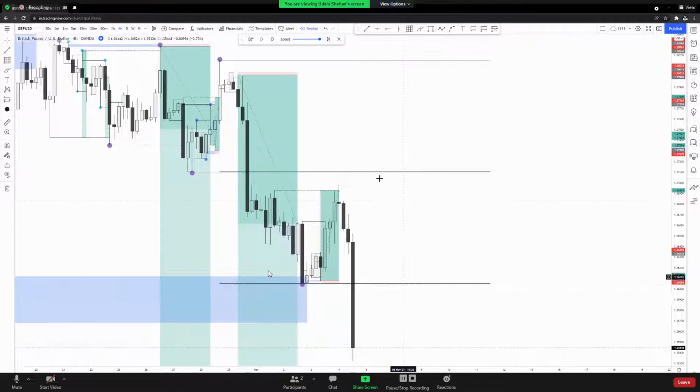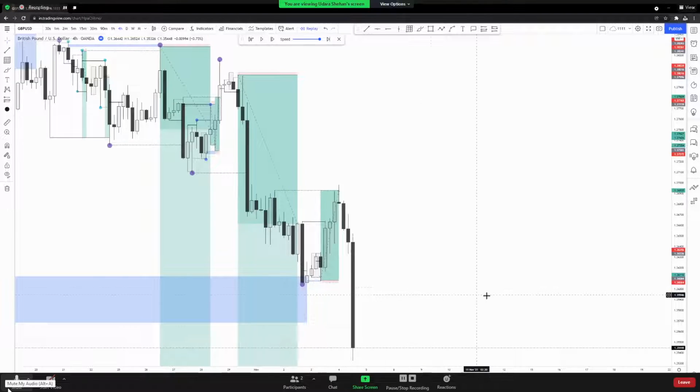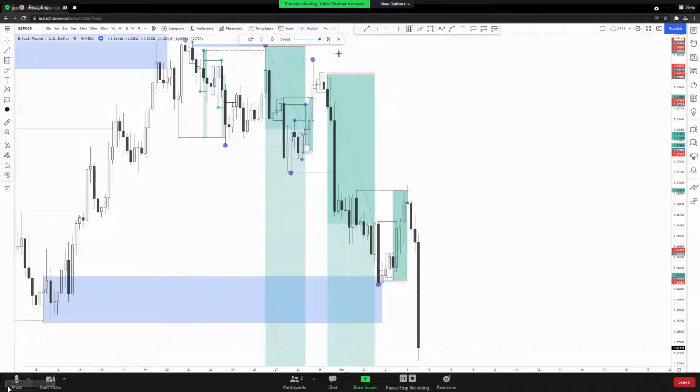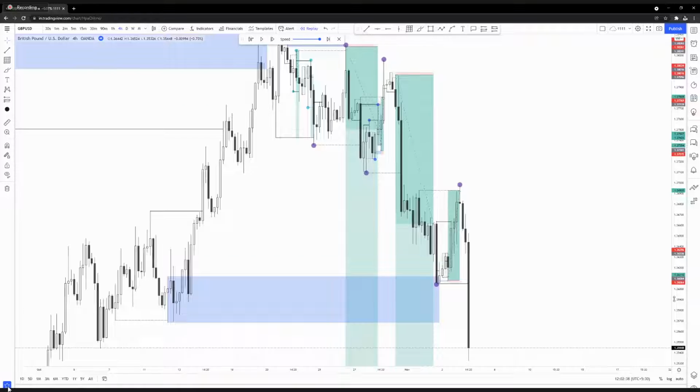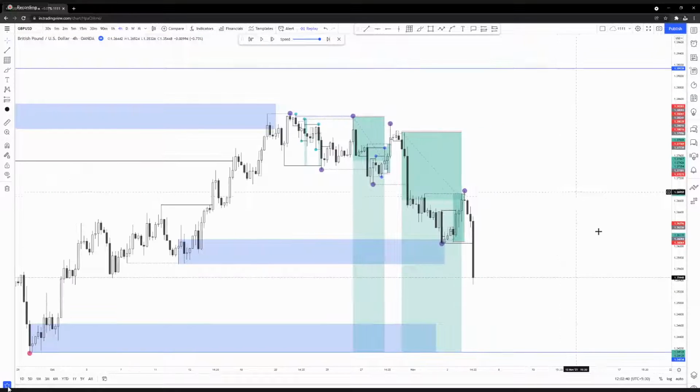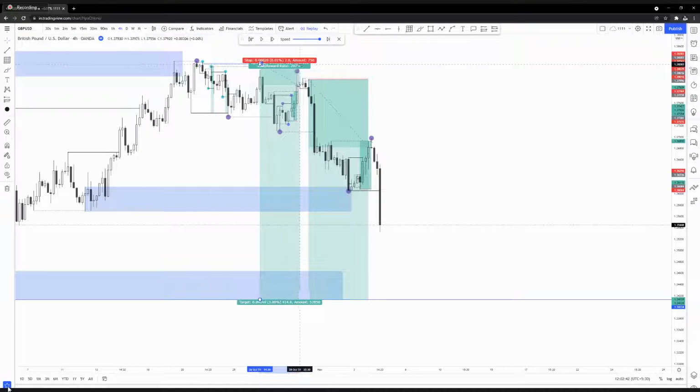So I could not take the sell because I was expecting a tap into the equilibrium. Can't help it. I missed the trade, but it was always safe, right, because I stick to my rules. It took out liquidity, broke structure, which makes this a strong high now. No problem, because why? Sells are still running.